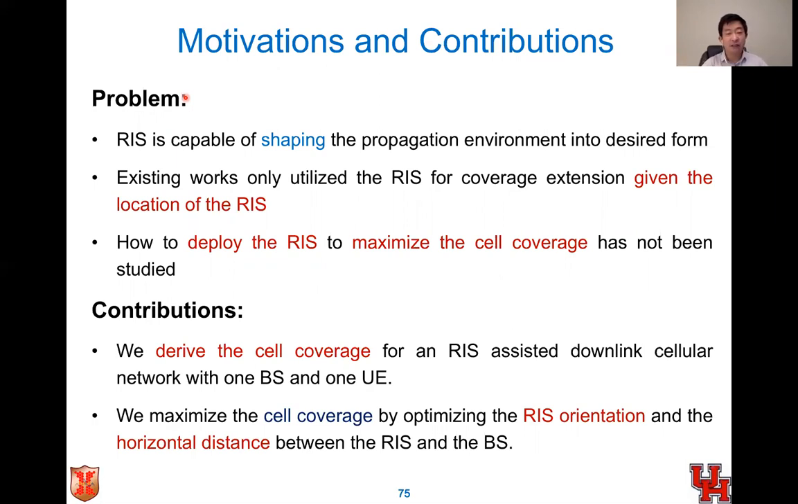The existing work only considered performance given the location. So we want to discuss where we should put the RIS and with what orientation, so as to maximize the cell coverage. The contribution is to derive the cell coverage for an RIS-assisted network with one base station and one user equipment, and then maximize the cell coverage by optimizing the RIS orientation and the horizontal distance.